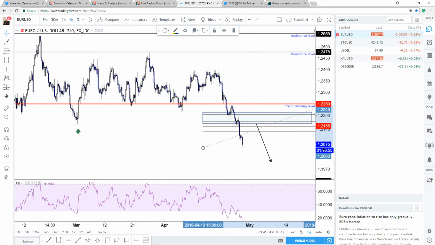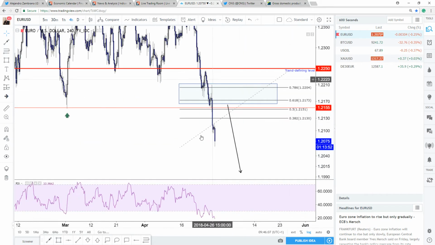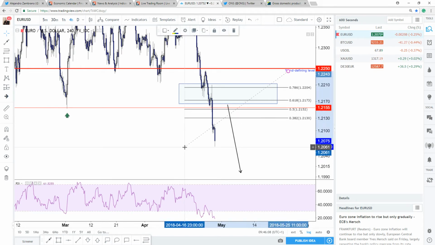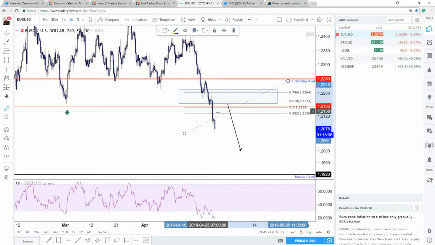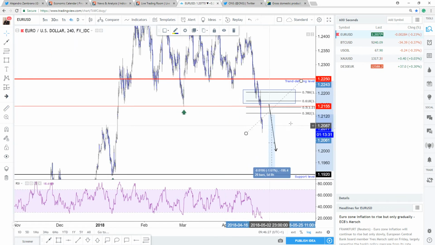If we just pull a fib from the current high to the current low, at least up to 121.30, that gives you a risk of 119 versus a potential reward of 200. So that's much better.